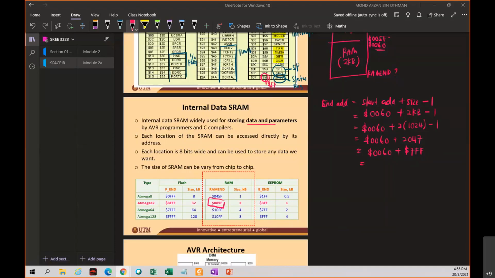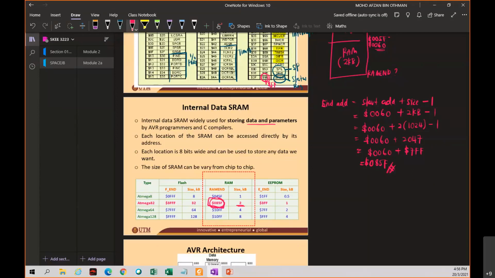Okay, 60 tambah dengan 7FF, so kamu akan dapat 085F. Okay, so this is sama dengan dekat sini 085F. Okay, so this size of RAM can vary from chip to chip lah. Untuk Atmega32, dia punya size RAM adalah 2 kilobyte. Kalau kau pakai Atmega8, 1 kilobyte, 64 4 kilobyte, dengan yang ni Atmega128 is 8 kilobyte.